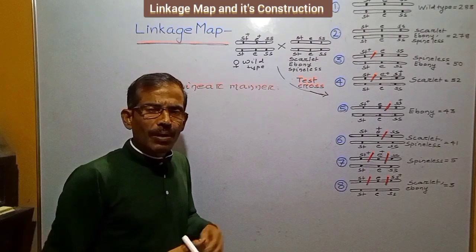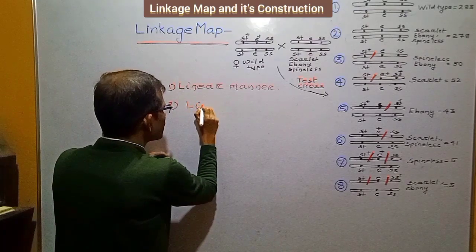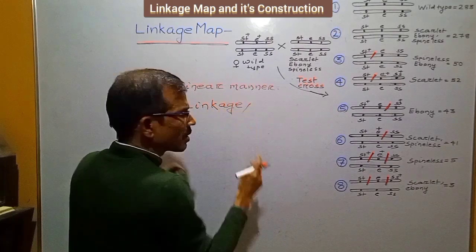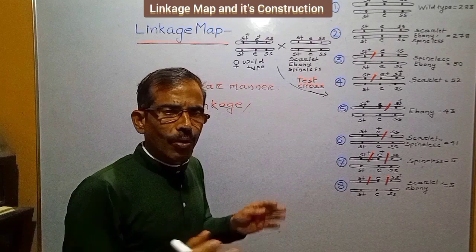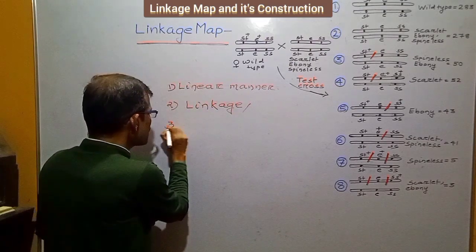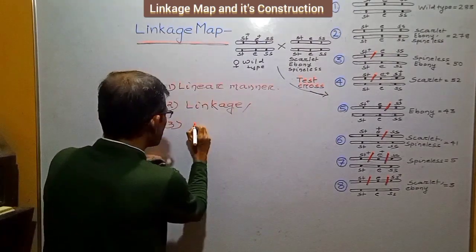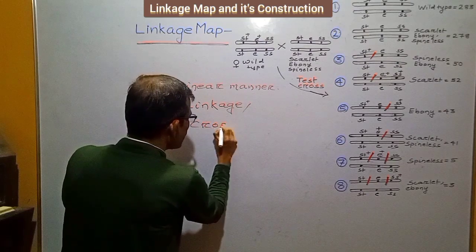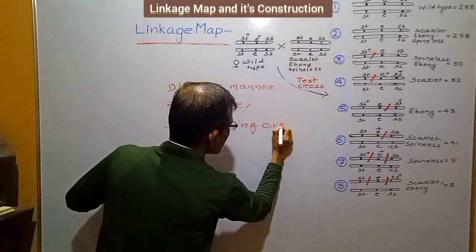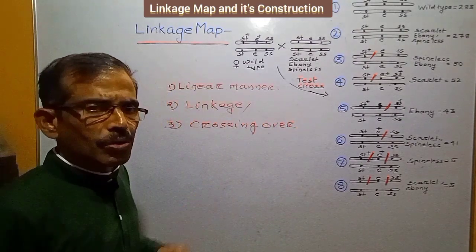This tendency of the genes to be transmitted together is known as linkage. And the genes that are located on the same chromosome are known as linked genes. Number 3, occasionally linked genes do separate by a process called crossing over, by which reciprocal segments are exchanged between the non-sister chromatids of homologous chromosomes.